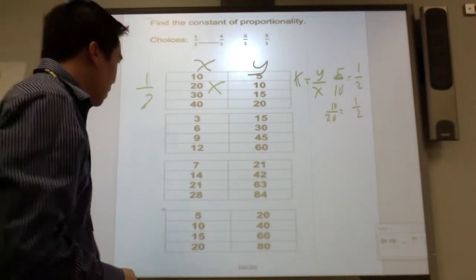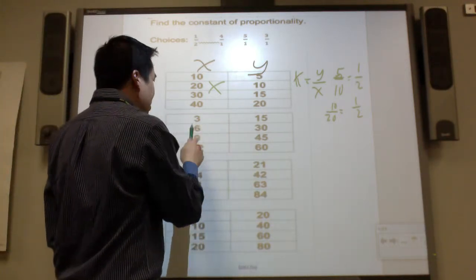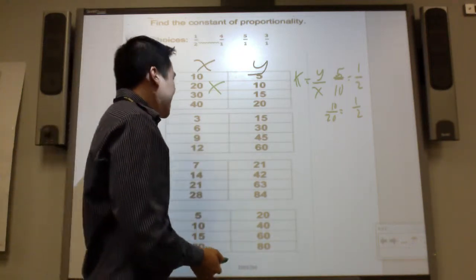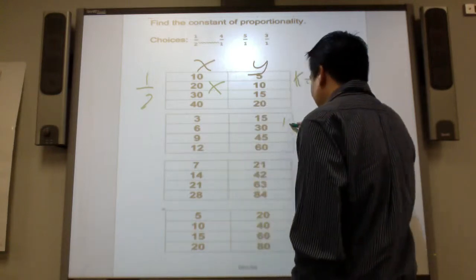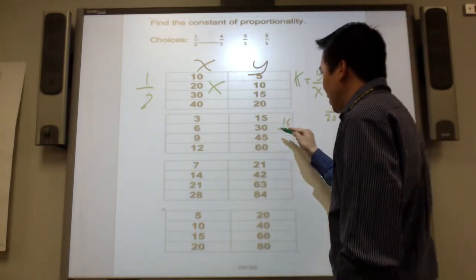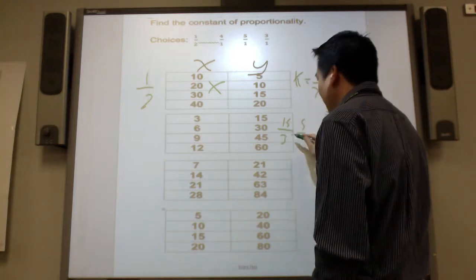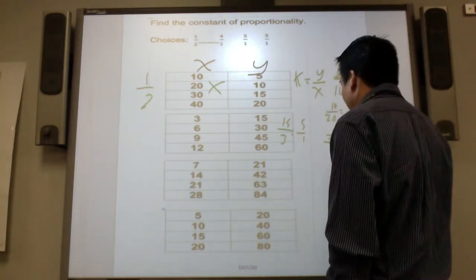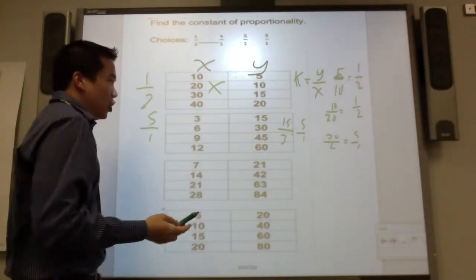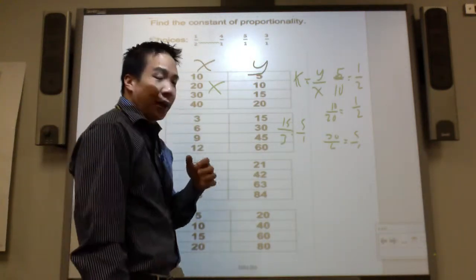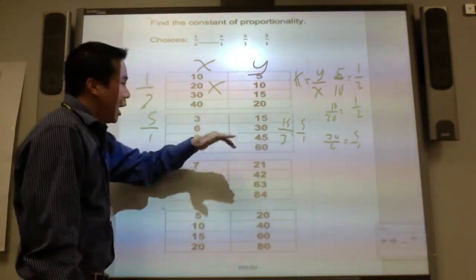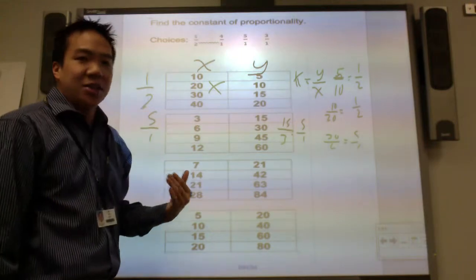The second one, how is 15 related to 3, 30 related to 6, 45 related to 9, 60 related to 12? Let's see. Again, constant of proportionality is Y over X. 15 over 3 is 5 over 1. 30 over 6 is 5 over 1. So it is 5 over 1. Do you notice how I am using two ratios and breaking it down? Because I just want to make sure that this is directly related.